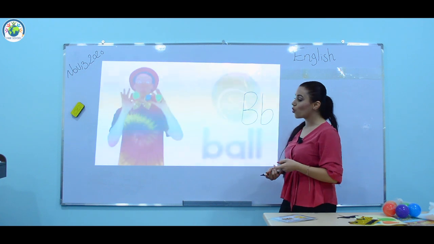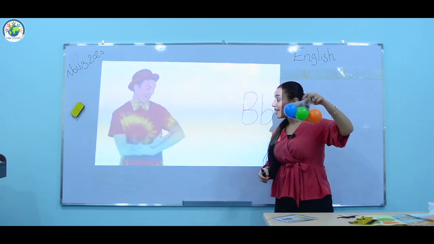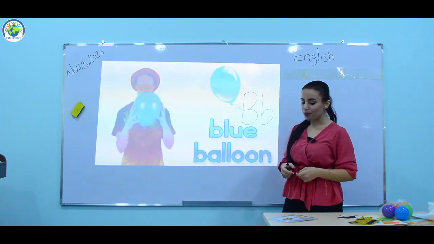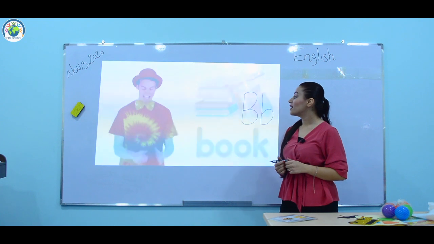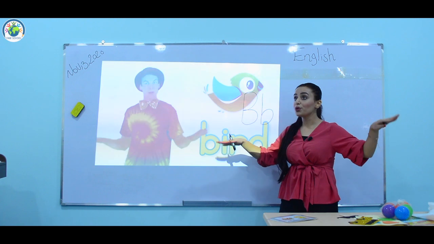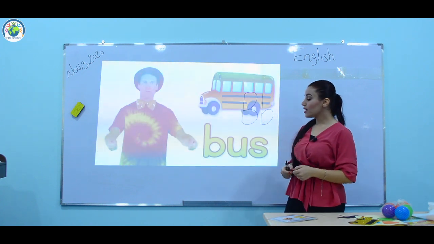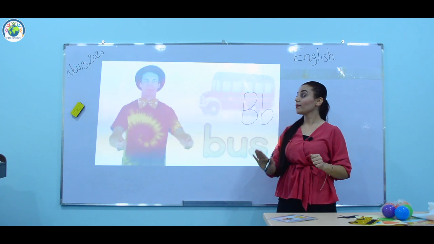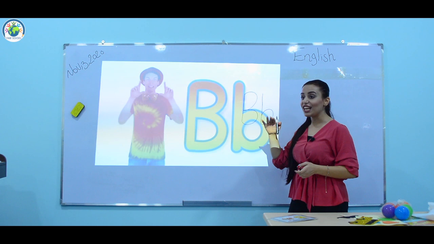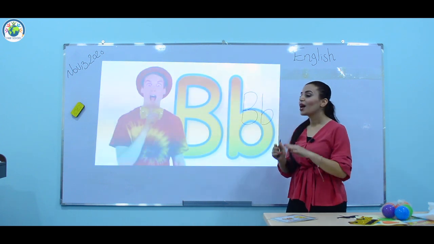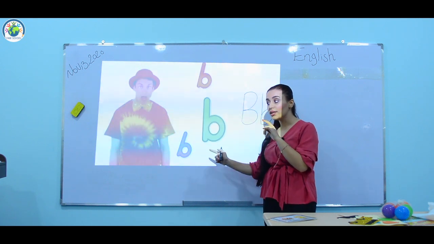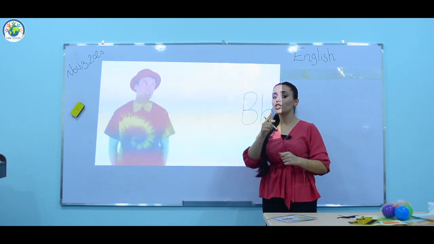B is for ball. B is for baby. B is for a blue balloon. B is for book. B is for bird. B is for bus. You know some B words now. Let's make the letter B sound. B, B, B, B, B, B, B, B, B. Your turn.